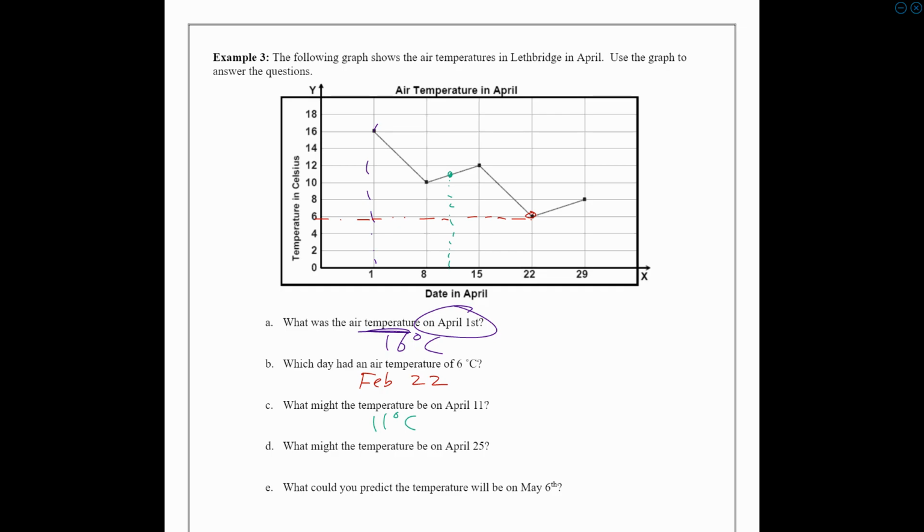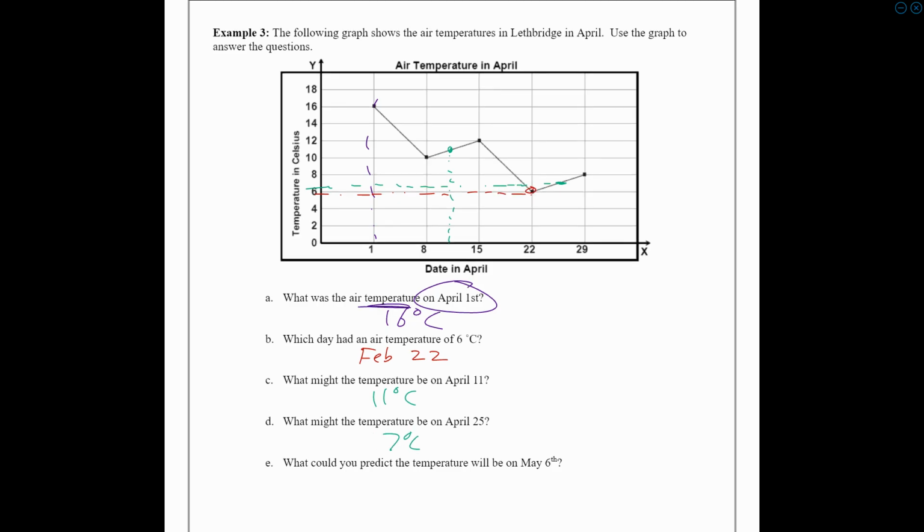And what might the temperature be on April 25th? What might be a good approximation for temperature on April 25th? Yeah, I think so too, probably about 7 degrees Celsius. So both of those were interpolated. In the middle of the data, we're making a decision based on what we see in between other points. Okay, and now if we extend this data, what might the temperature be on May 6th, or 1 week from April 29th?